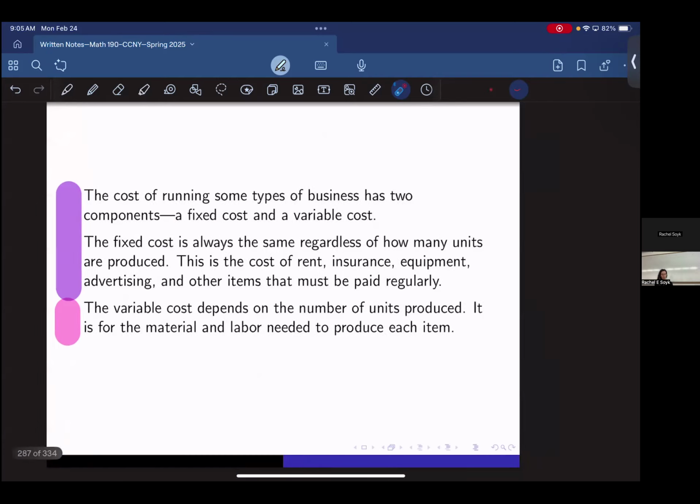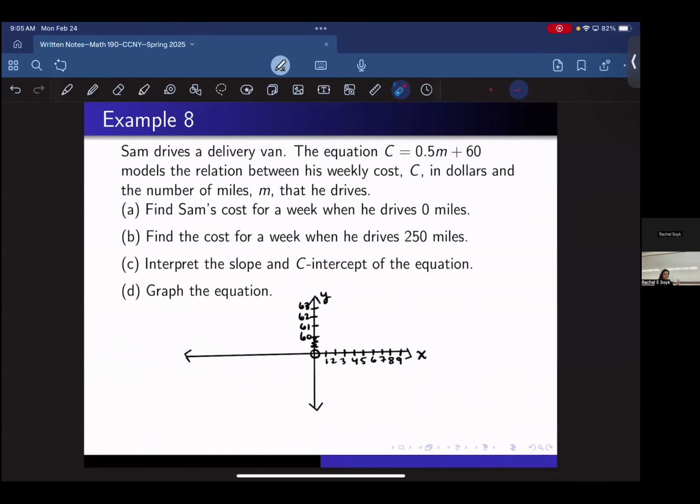Great, thank you guys. And so here's another applicable example. We have Sam drives a delivery van. The equation is represented as our C, our weekly cost in dollars, is equal to 0.5 M, which represents the number of miles that he drives, plus the initial value, aka our intercept, our C intercept, or our Y intercept, which is 60. So part A asks us to find Sam's cost for a week when he drives 0 miles.